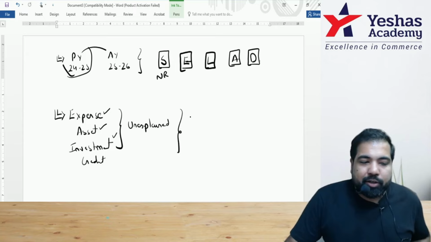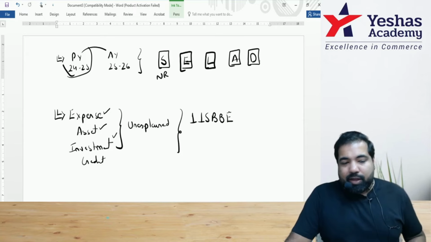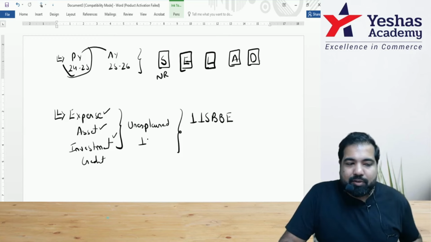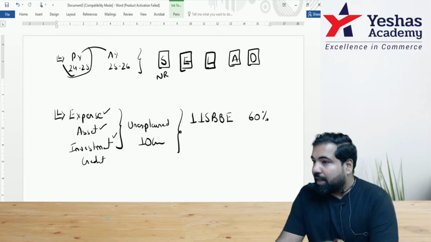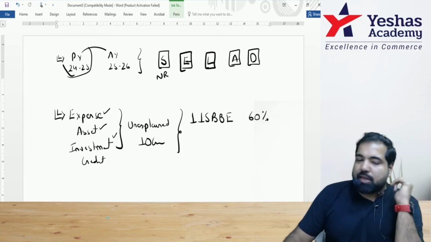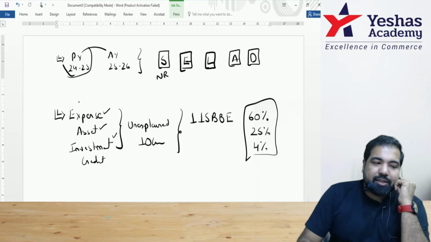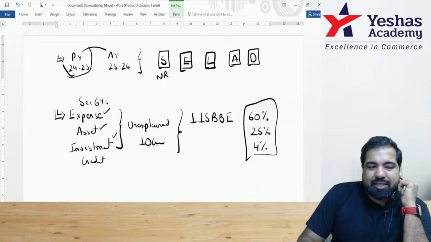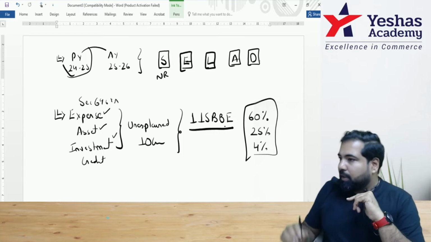And then the government introduces a weapon which is called 115 BBE. And this is very dangerous because let's say they're investigating 10 crore rupees. On the entire 10 crore, they'll tax you at what percent? 60%. No slabs, nothing, flat 60%. And a surcharge of 25% and HEC of 4%. Guys, this is called 115 BBE, and these incomes are under sections 69, 69A, etc. But these sections are not important. What is important is 115 BBE.